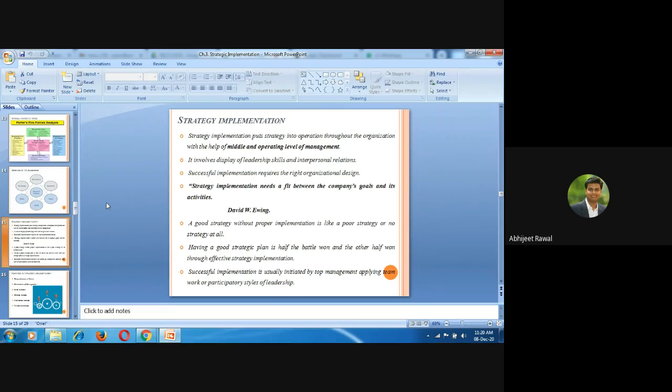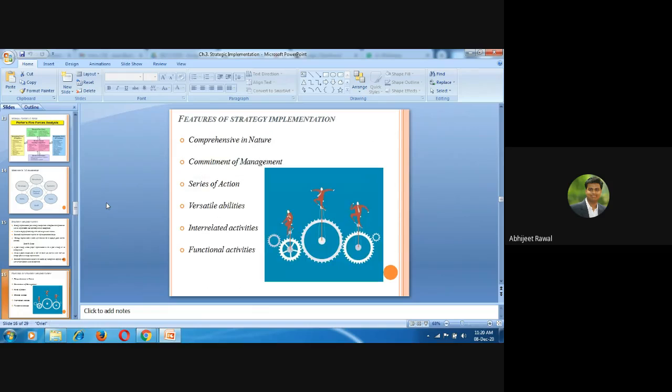Whenever strategies are made on paper, you have already won part of the target, but it will get to 100% only when you actually implement it in the market. Successful implementation is usually initiated by top management applying a teamwork or participatory style of leadership. These are the features of strategy implementation.